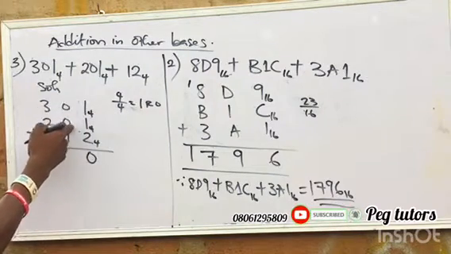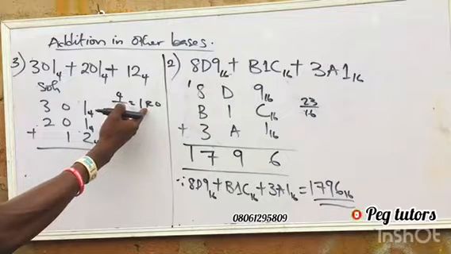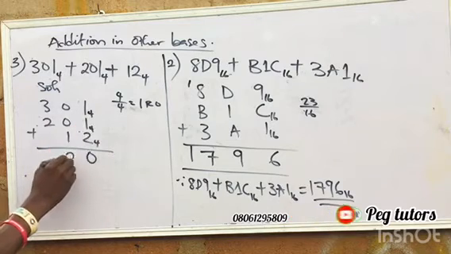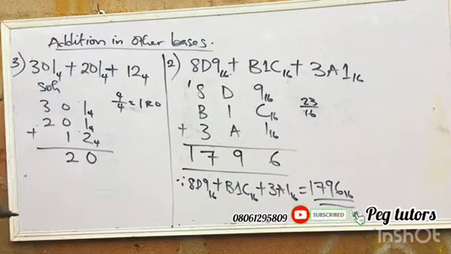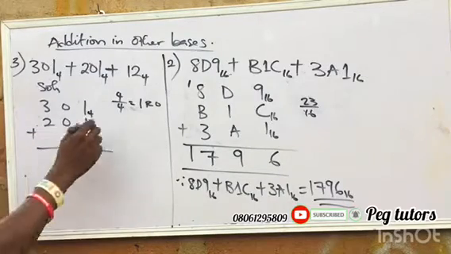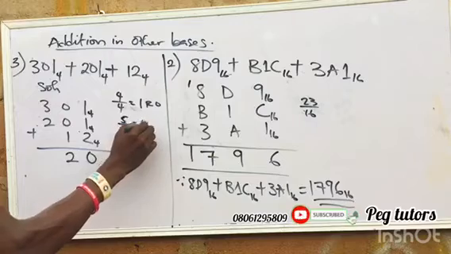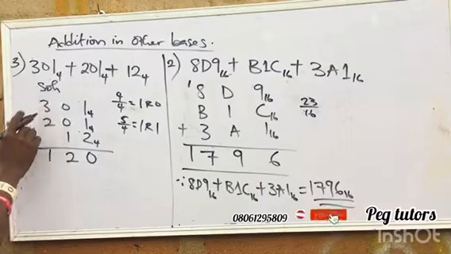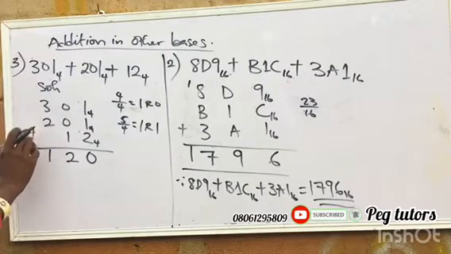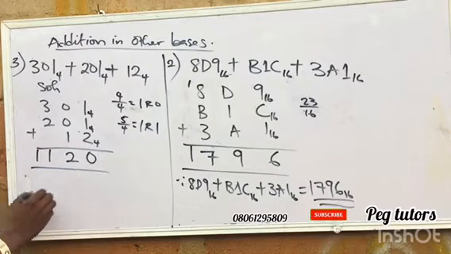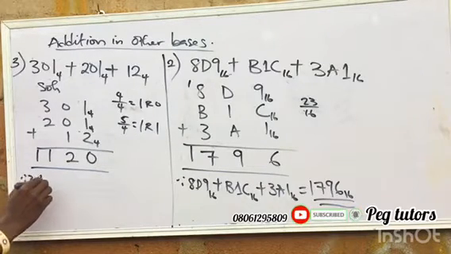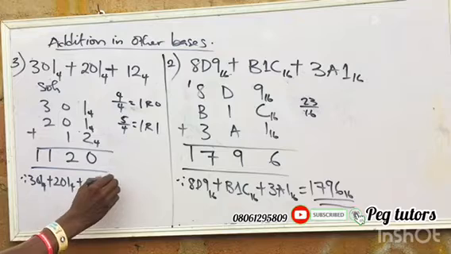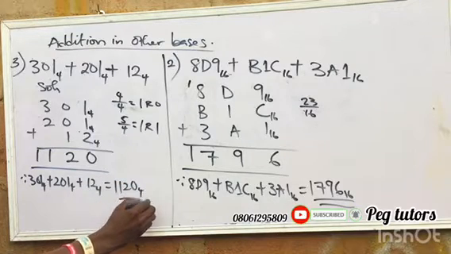Come here again. 0 plus 0 is 0, plus 1 is 1. 1 plus the 1 you are carrying gives you 2. So 2 can exist under base 4, so you can write 2 here. Then 3 plus 2 is 5. Now remember, 5 cannot exist under base 4, so 5 divided by 4 will give you 1, remainder 1. So pick the remainder, drop it, then you have to add 1 to the next. But unfortunately, there's nowhere to add the 1 again, so drop your 1. So you can say therefore 301 base 4 plus 201 base 4 plus 12 base 4 is equal to 1120 base 4. That is our answer.